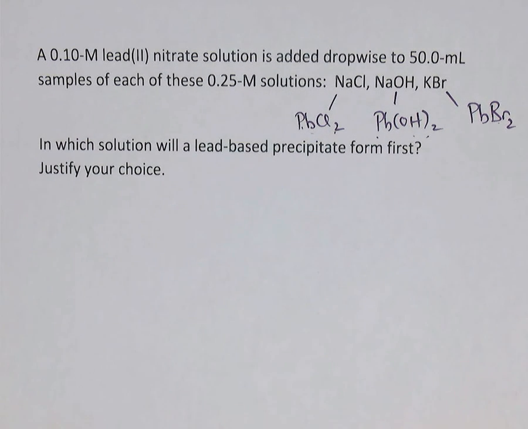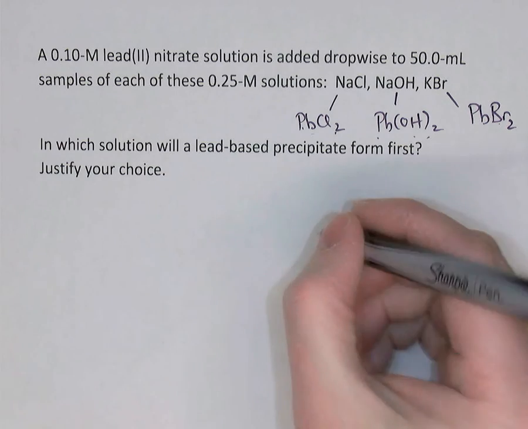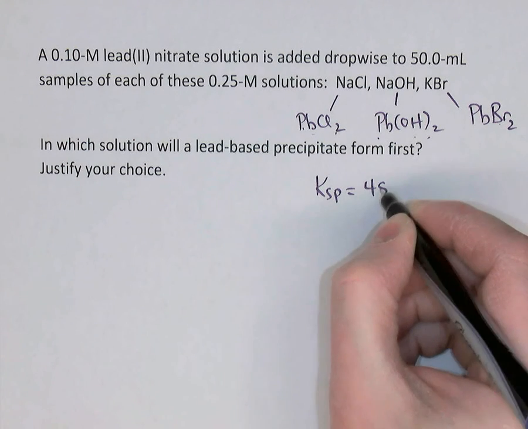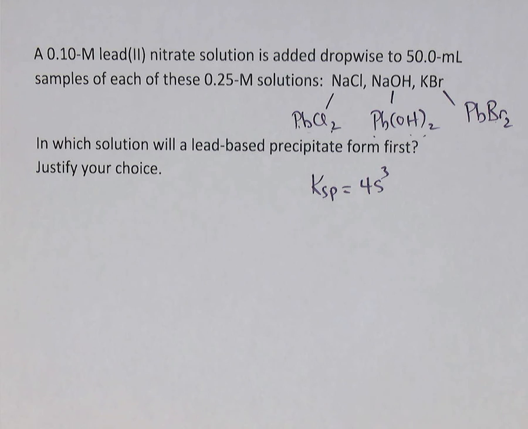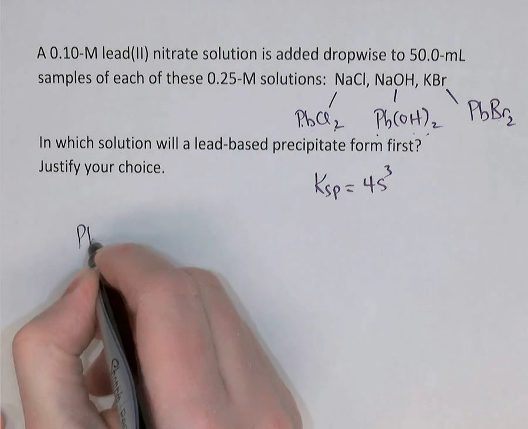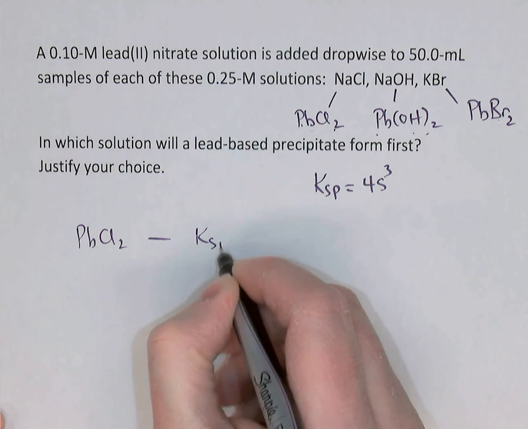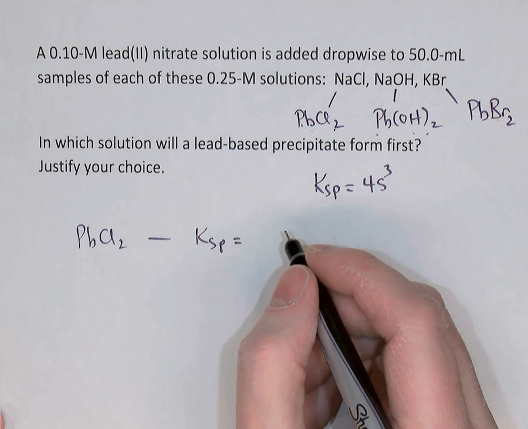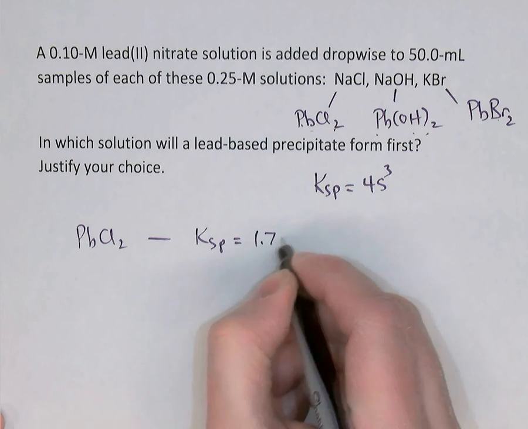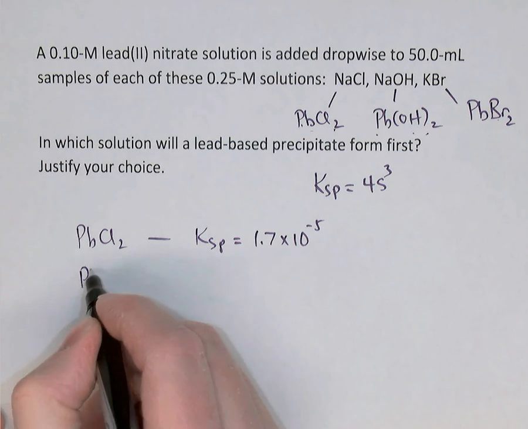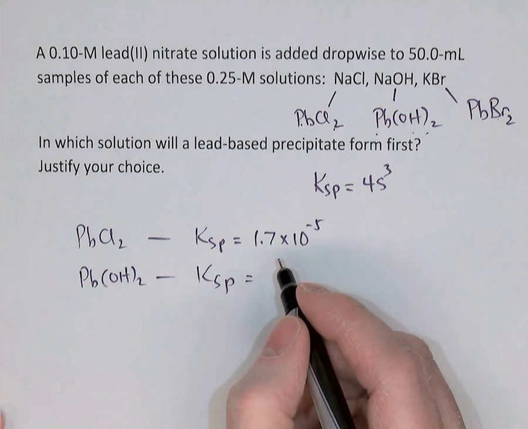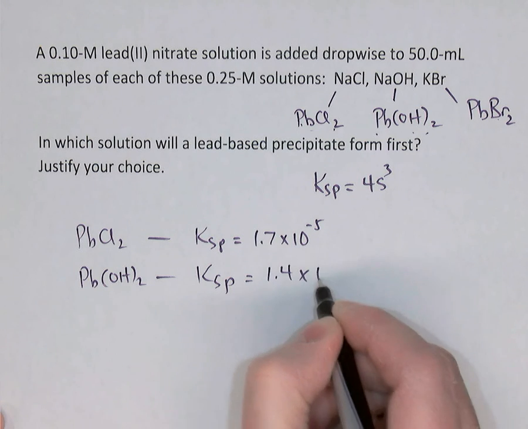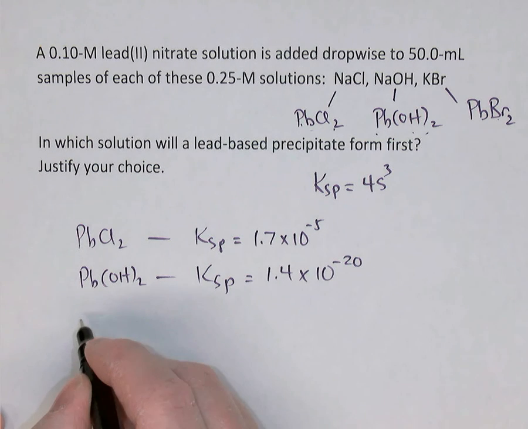If you've done some KSP problems, you know that with 3 ions like that, you always get a situation that says KSP equals 4s cubed. The point is that because the salts have the same number of ions, we can judge their solubilities based on their KSP values. So if we look at lead chloride, its KSP value, looking it up in a KSP chart, is 1.7 times 10 to the minus 5. Lead hydroxide, its KSP value is 1.4 times 10 to the minus 20. Wow, very, very tiny.